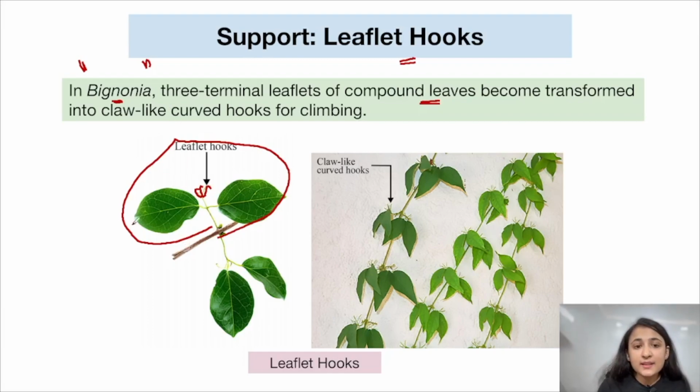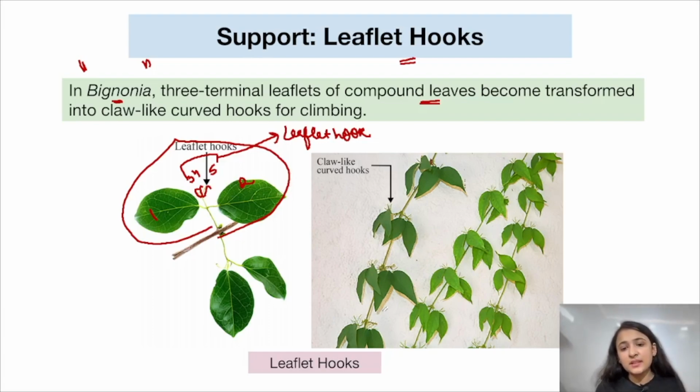So it was not present as the lamina was not entire. It was broken down into 5 leaflets. Number 1, number 2, number 3, 4, 5. So these 3, 4, 5 leaflets modified themselves into leaflet hooks, which are these curved claw-like structures which help the bignonia plant to climb. See, it helps the plant to climb. These curved hook-like structures will help the plant to hook themselves to certain supportive structures which are present in its environment. So this was about leaflet hooks.